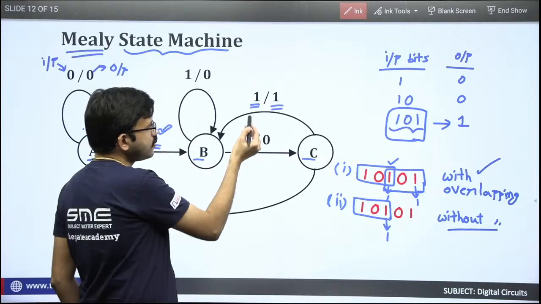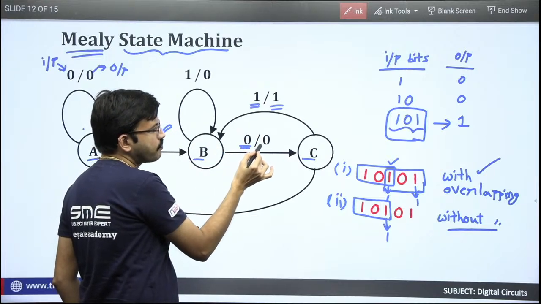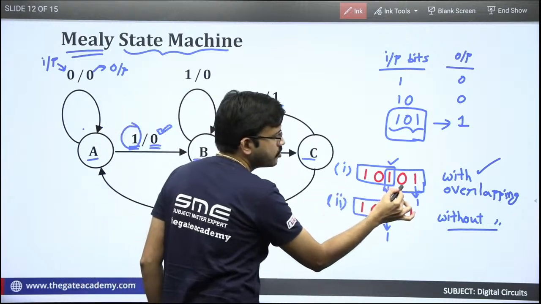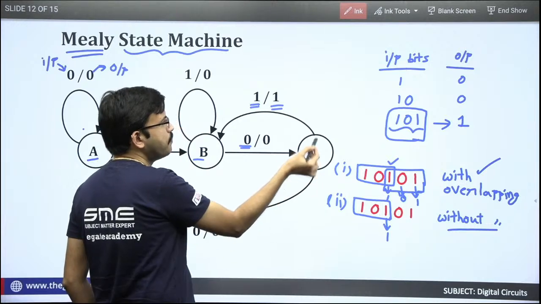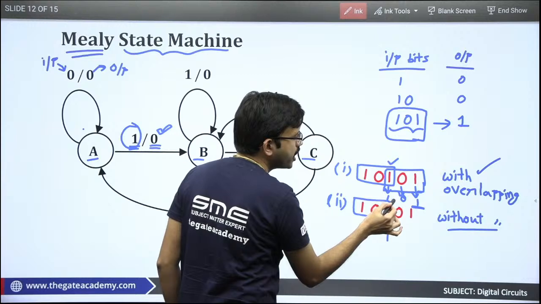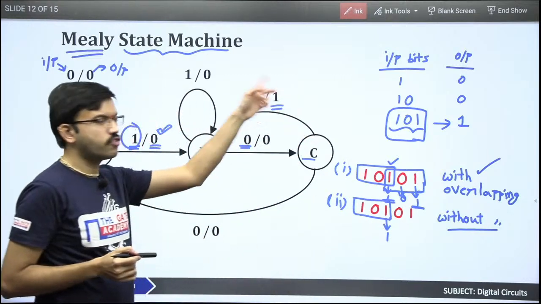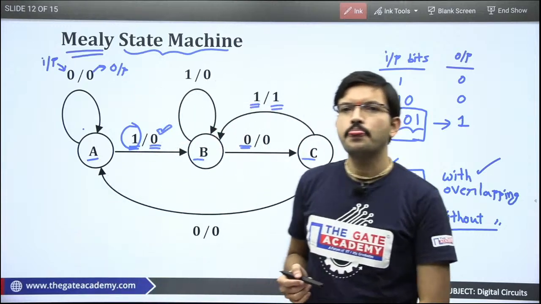Now when you are at state B, if you are getting input as 0, the output is 0. Here you are getting output as 0. Next, currently you are at state C, once again input is 1, output is 1. So that means here you are getting 1 two times, so it is with overlapping. Yes, very good Nikita and Meghna.